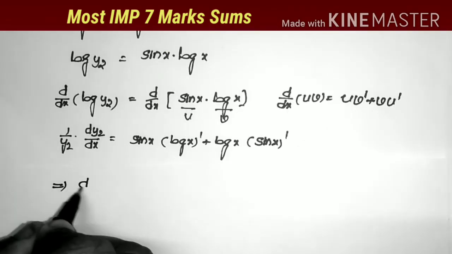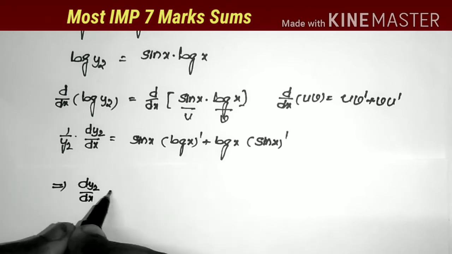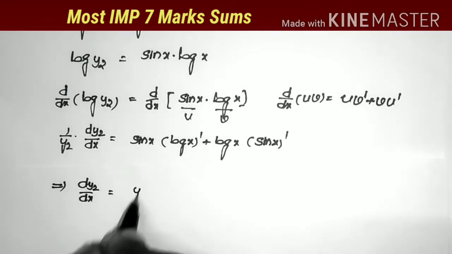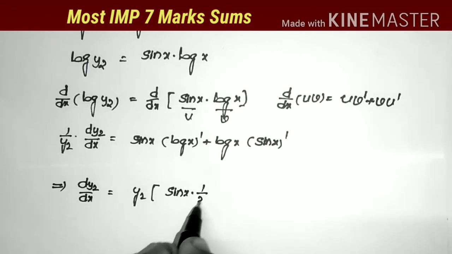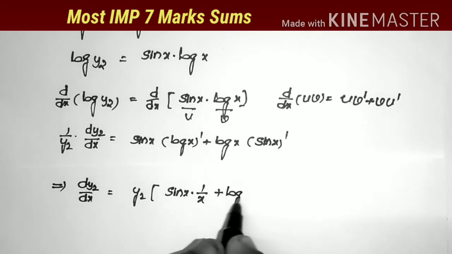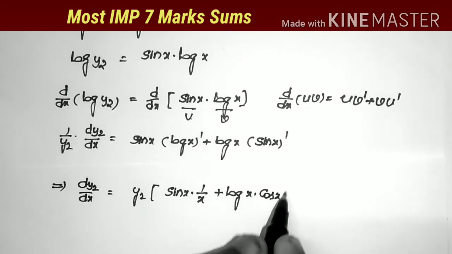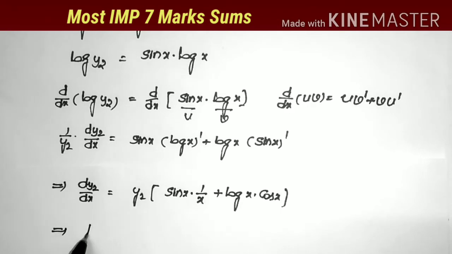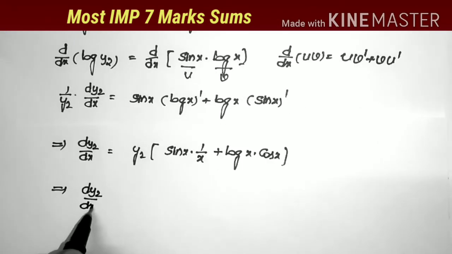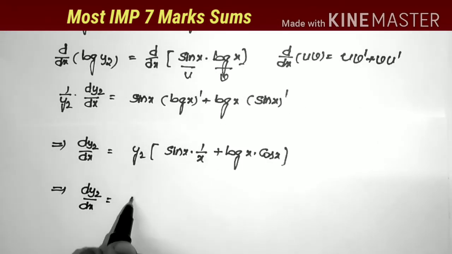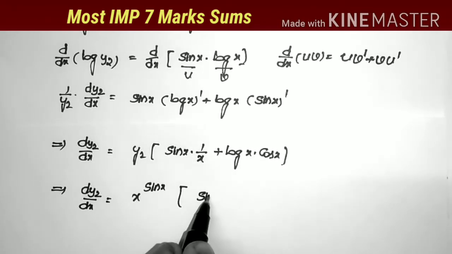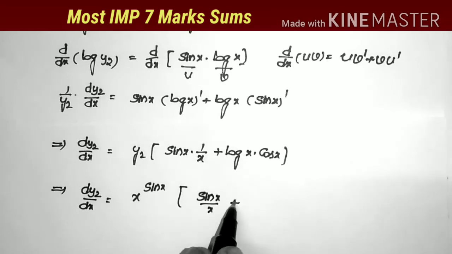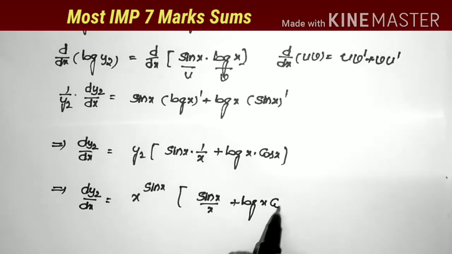which implies dy2 by dx is equal to, now writing this y2 to this side, y2 into sin x into log x derivative 1 by x plus log x into sin x derivative cos x, which implies dy2 by dx is equal to, now substituting y2 value. What is y2 value? y2 is equal to x power sin x. So x power sin x into sin x by x plus log x into cos x. Now this is the value of dy2 by dx.